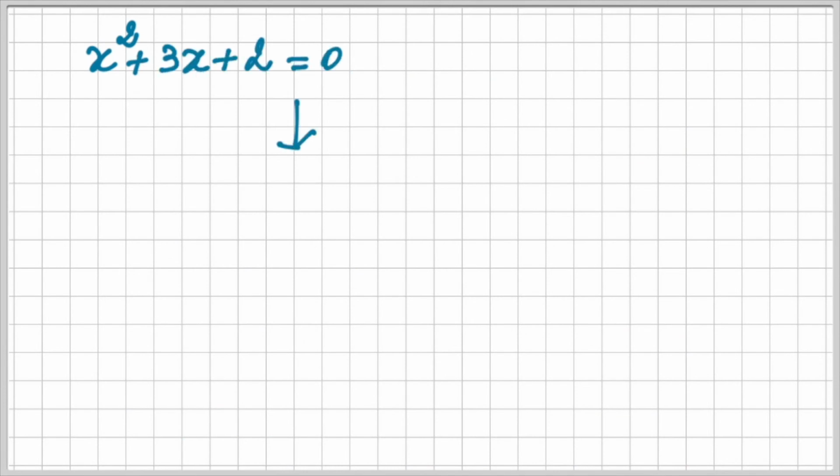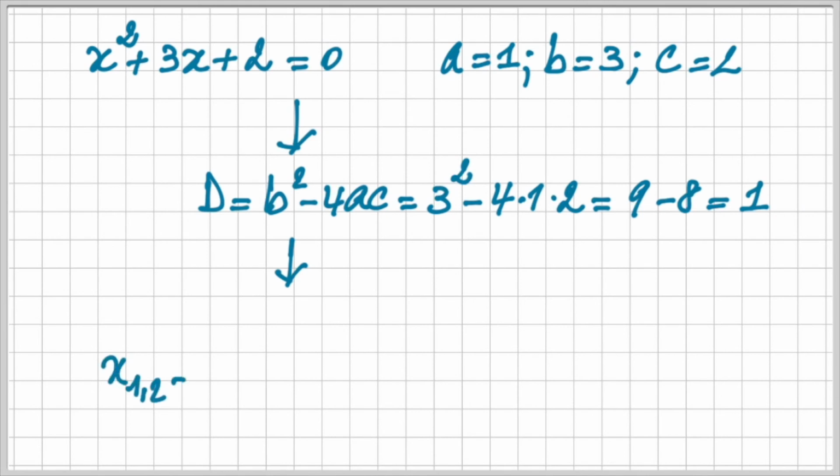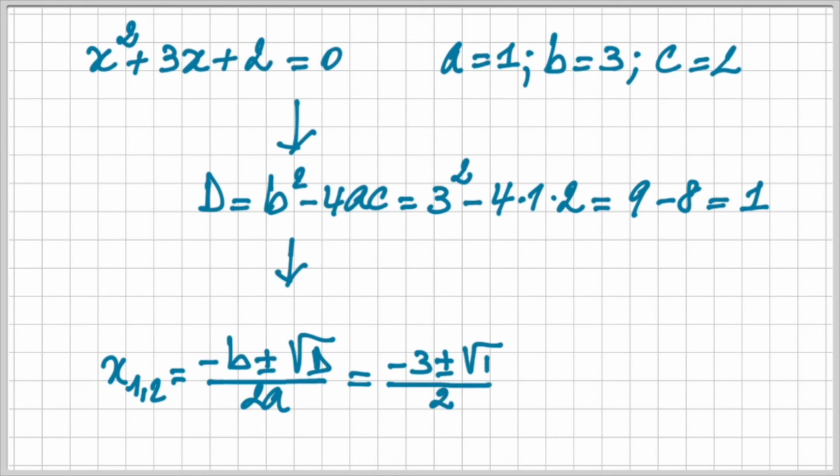Let's have a look at the first example where we have x squared plus 3x plus 2 equal to 0. So we have the coefficients a is 1, b is 3, and c is 2. And we can calculate the discriminant here, b squared minus 4ac, which is in fact 3 squared minus 4 times 1 times 2, is 9 minus 8, which gives us 1. This means the discriminant is positive, and we have two roots which are equal to minus b plus minus square root of the discriminant divided by 2a.